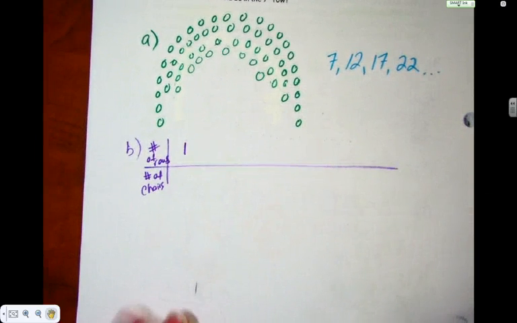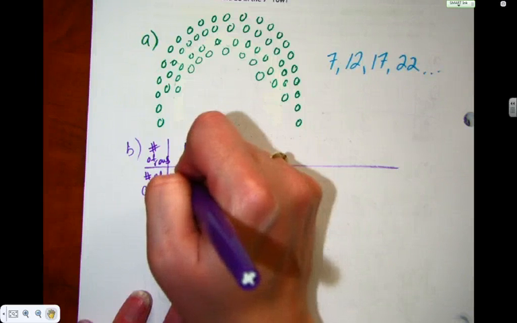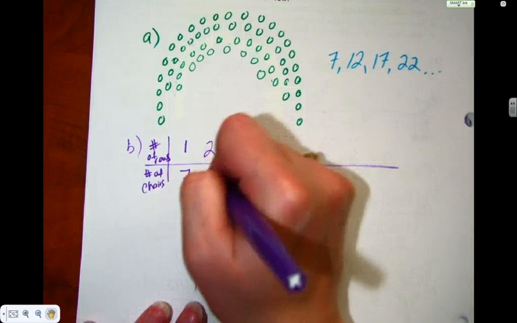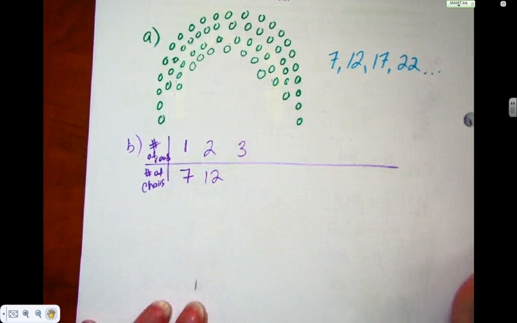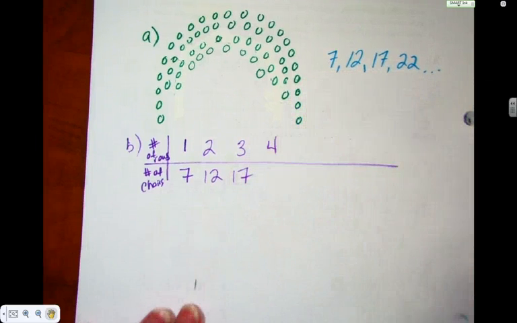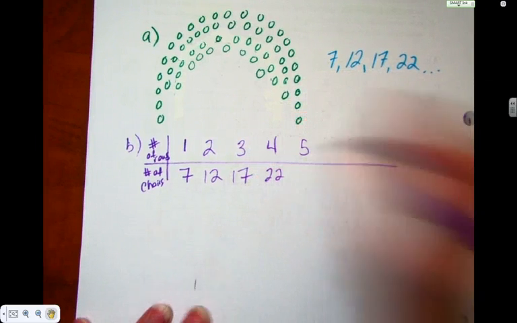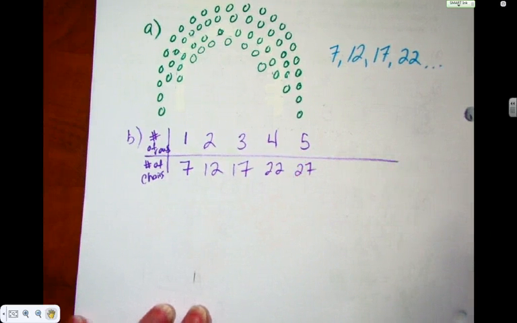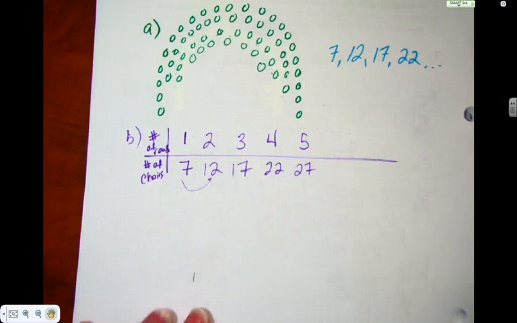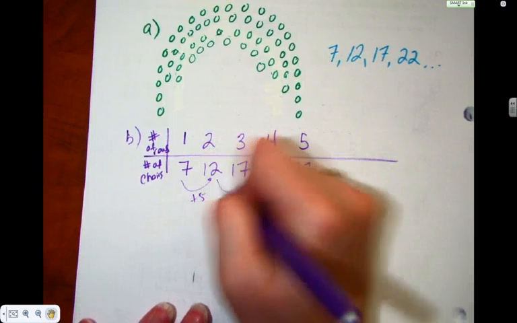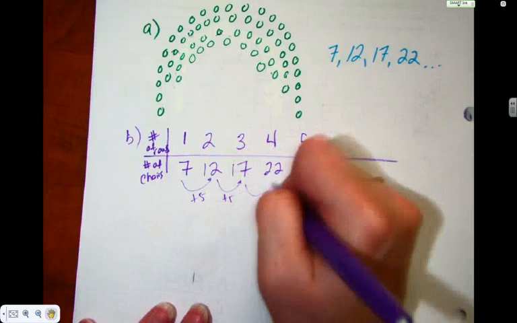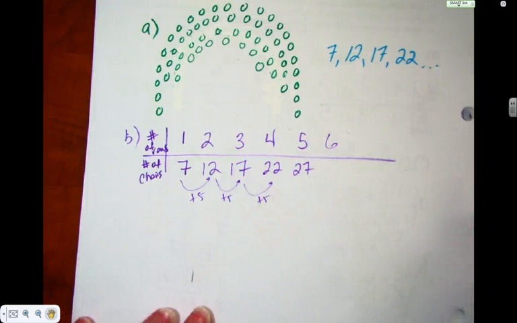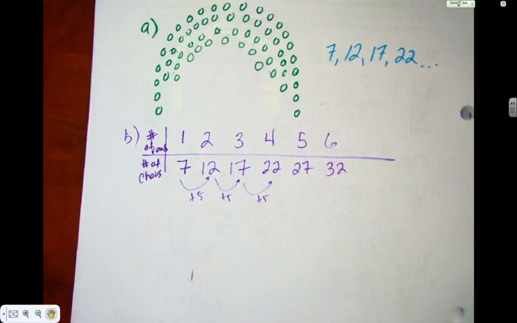First row, how many chairs? Second row, how many chairs? Third row. Fourth row. Ooh, fifth row. Where's 27 coming from? So what are we adding to go from one to the next? Plus 5, and then plus 5, and then, ooh, guess what our pattern is? So the 6th row has to have dot, dot, dot.